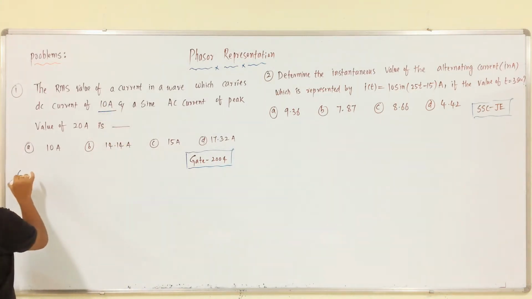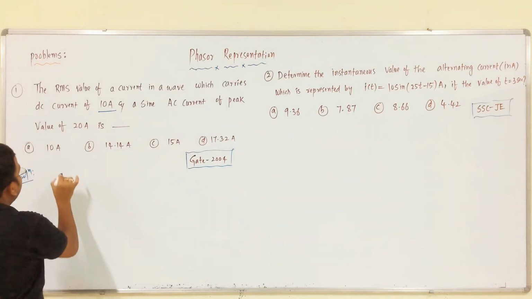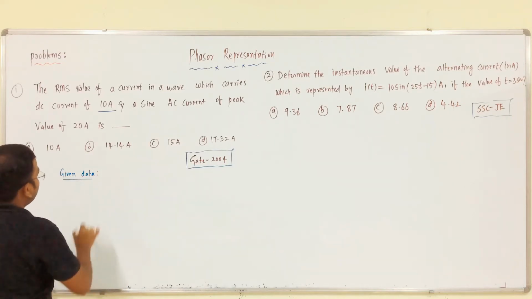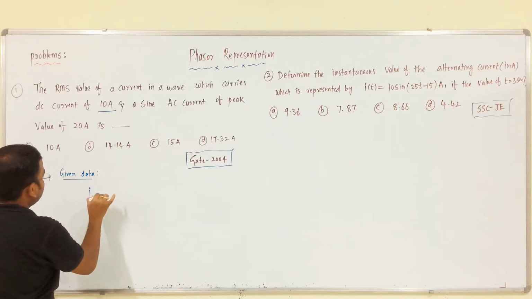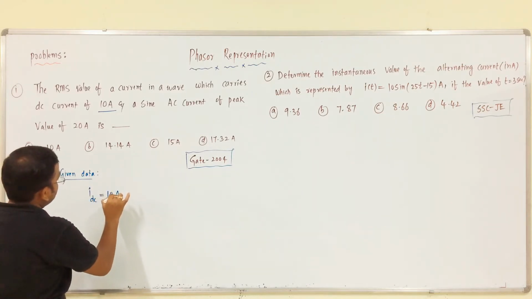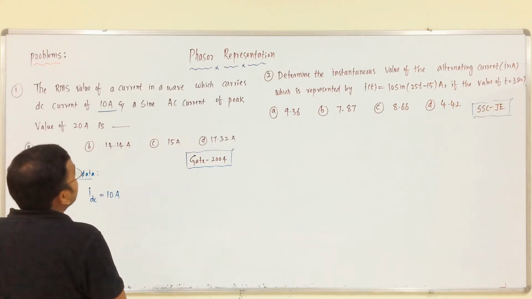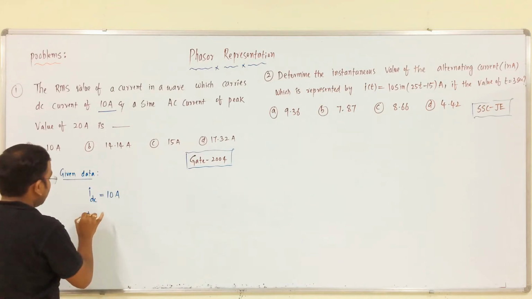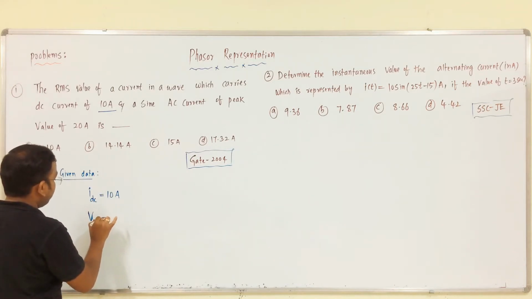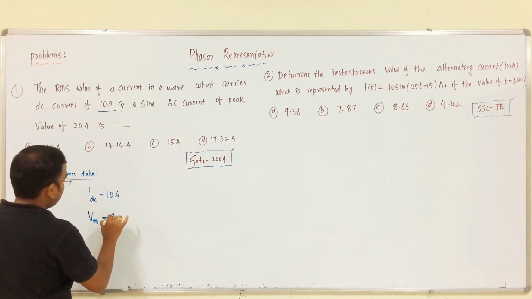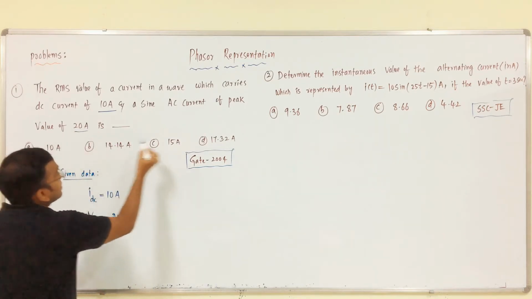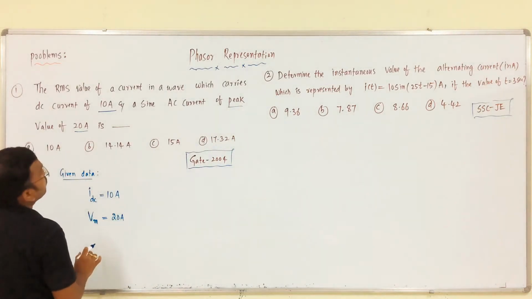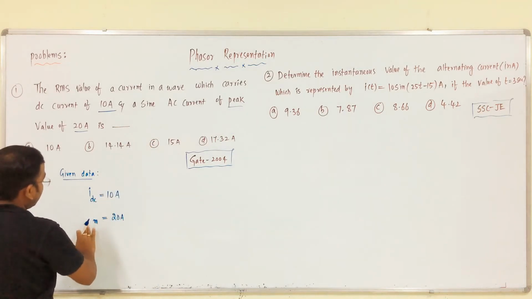So, given data: DC current, that is IDC, which is equal to 10 amps, clear? And a sine AC current of peak value of 20 amps, that is the maximum value, Im, which is equal to 20, the peak current. We have to calculate the RMS value of this current.